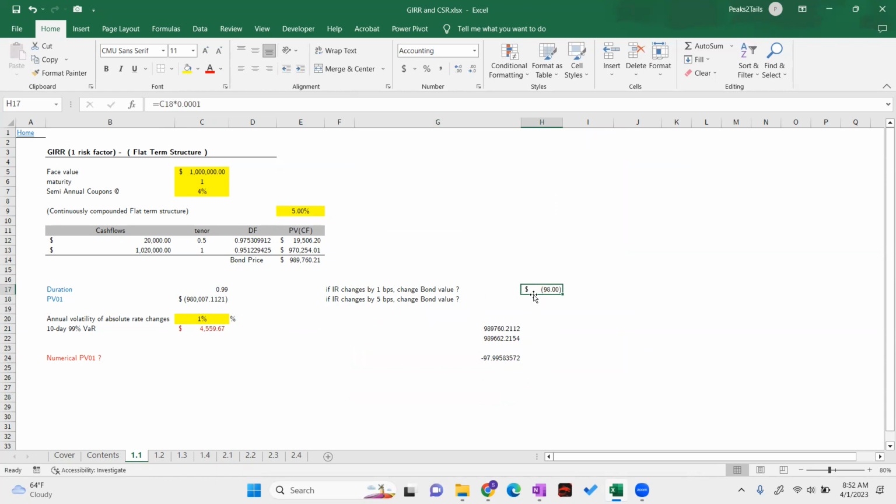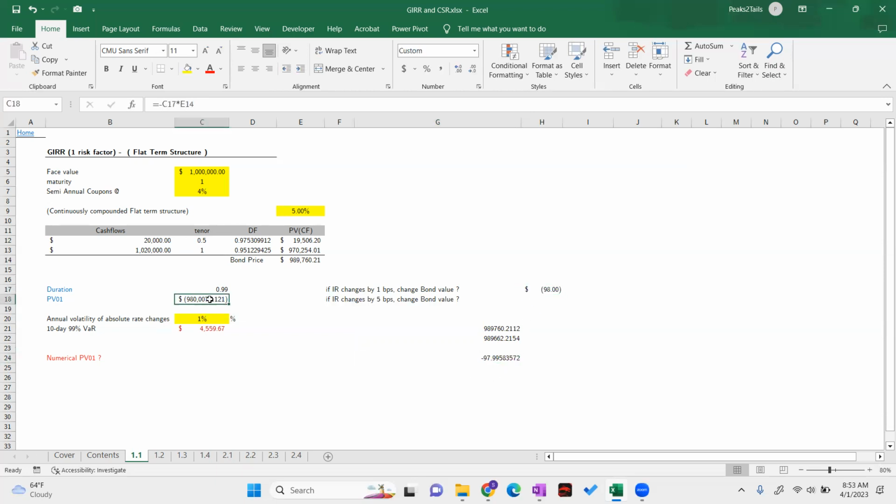Close to $98 that we found using the analytical approximation. Both are linear approximations. The sensitivity was used from an analytical method, using derivatives. Here we are doing a numerical experiment, simply by shocking the underlier by 1%, 1 basis point. This is the change in bond value, which matches.